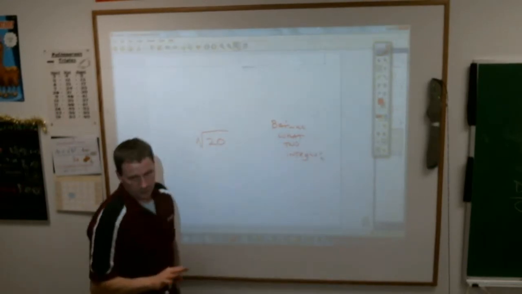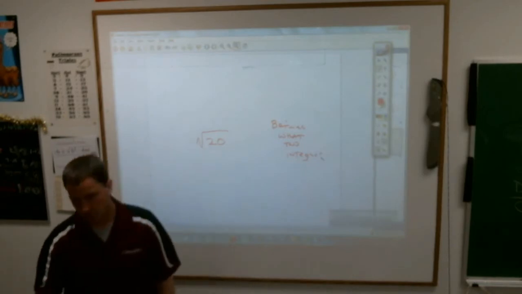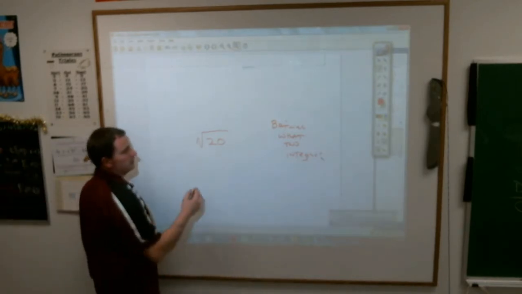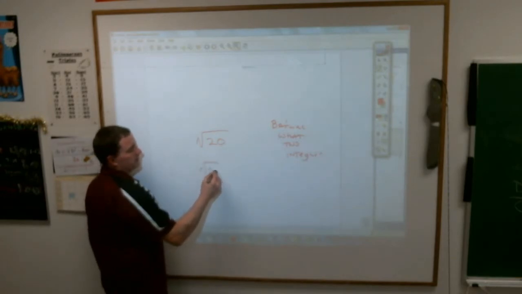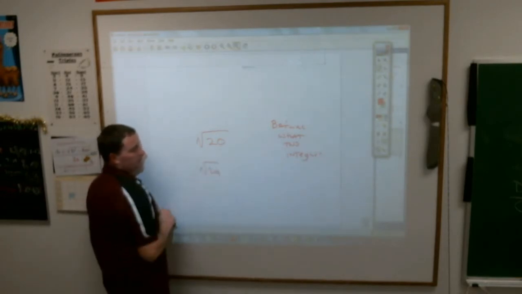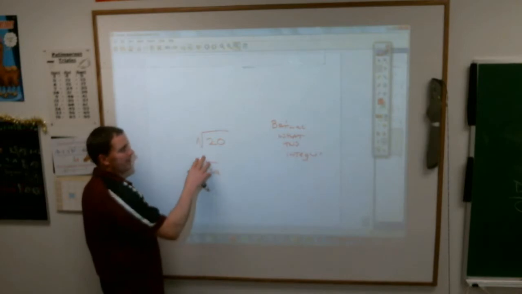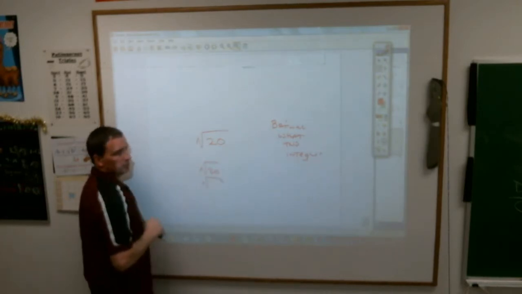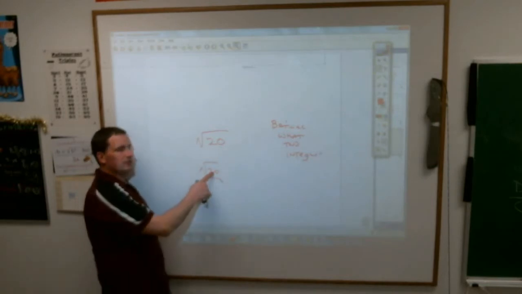Anybody know what an integer is? Integers are whole numbers, positive and negative whole numbers. Between what two integers would the square root of 20 have to be? If I have the square root of 20, you just have to think of the perfect squares, the one higher than or the one lower than. For example, what is the next perfect square after the square root of 20?